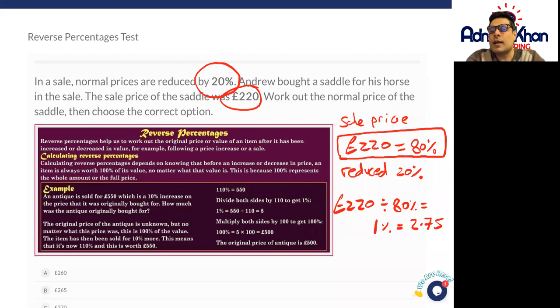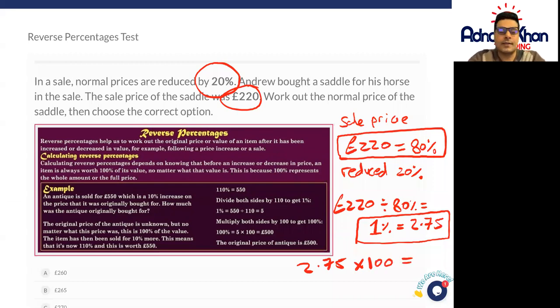So £2.75 stands for 1%. Now, because you worked out 1%, which is 2.75, we can times 2.75 by 100 to work out what the original price should be. And that comes to £275. And that equals 100%.